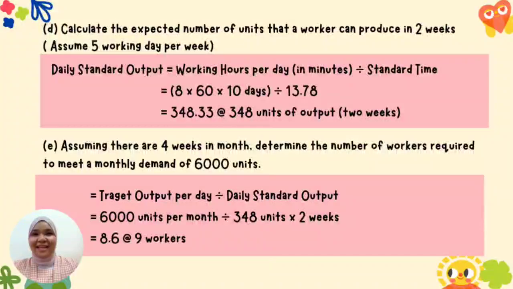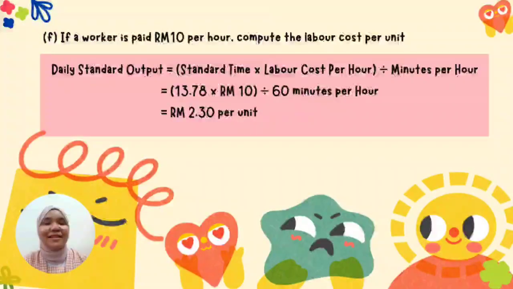Next, we calculate how many units a worker can produce in 2 weeks. We take the working hours in minutes, 8 hours times 60 times 10 working days, and divide by the standard time, 13.78 minutes. This gives 348 units of output for 2 weeks. To meet a monthly demand of 6,000 units, we divide the target output by the standard output over 2 weeks. This gives about 8.6, so we round up to 9 workers needed.